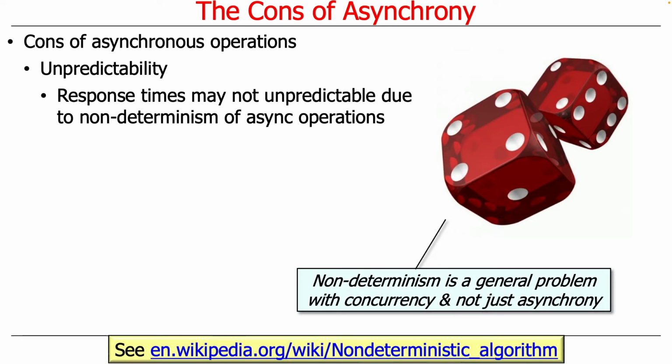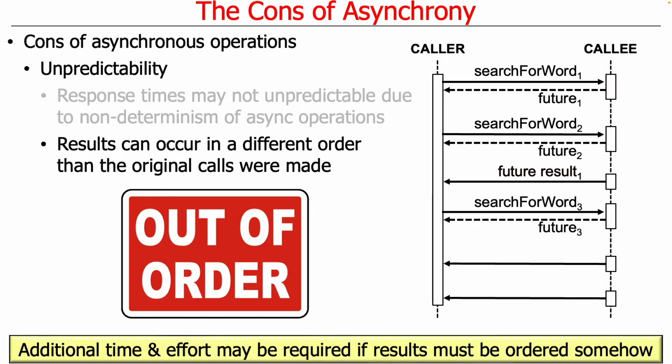And one of the downsides is unpredictability. Even though you're trying to keep the response times low, because things are running in different orders and you have little or no control over the order in which things run intentionally, you may not necessarily know what order things are going to complete in. Now, this is a general problem with concurrency and parallelism, not just asynchrony, but it's exacerbated here because you're intentionally not caring what order things run in.